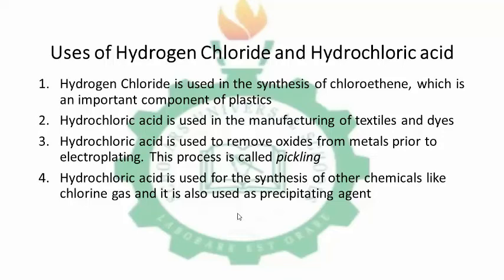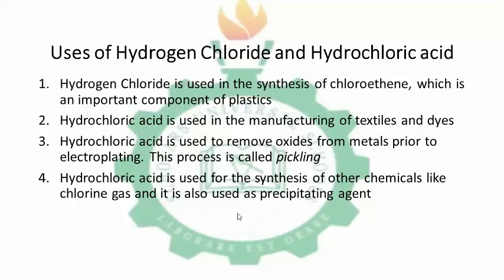Hydrochloric acid is used for the manufacturing of textiles and dye. And also, hydrochloric acid is used to remove oxide from metal prior to electroplating. Now, what is electroplating? Electroplating is using a metal to prevent another metal from rusting. That means adding a metal to another metal to prevent rusting. Now the process of using hydrochloric acid to remove oxide, which is a form of impurity, from the metal is called pickling. Let's take note of that.